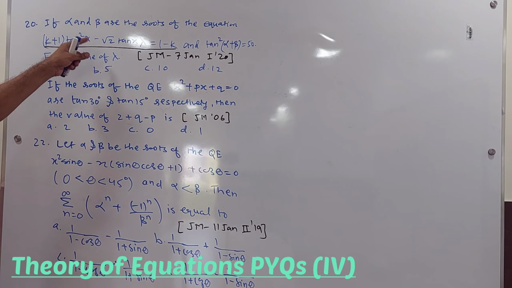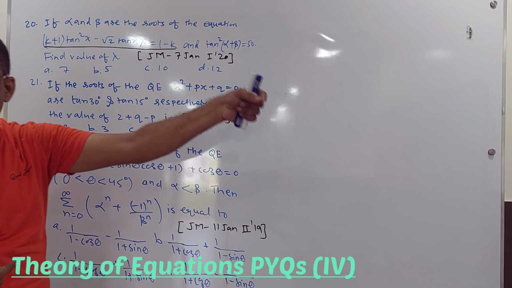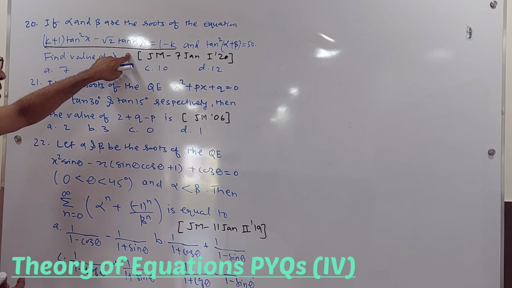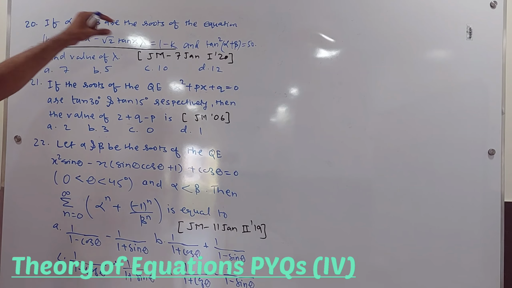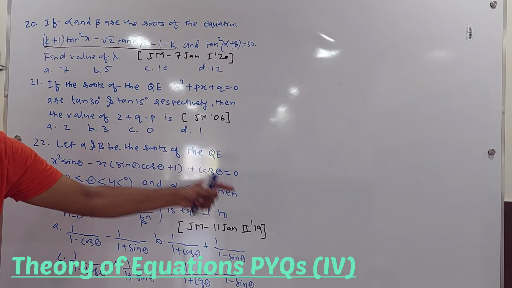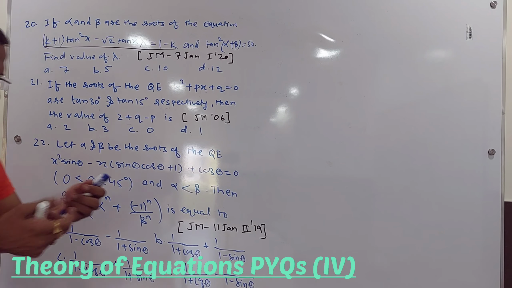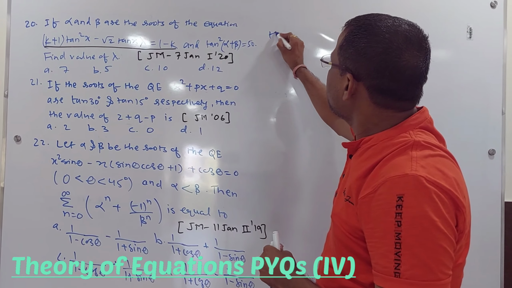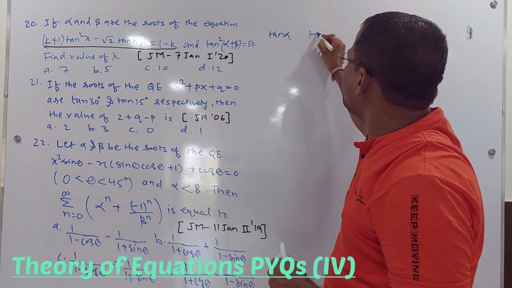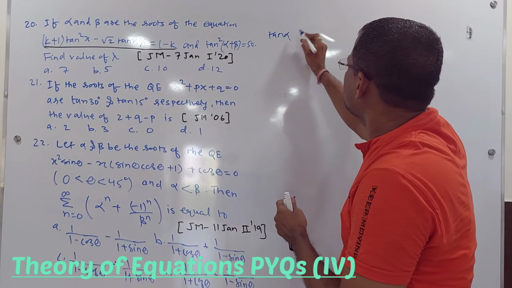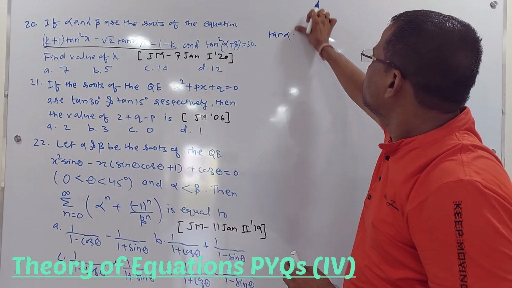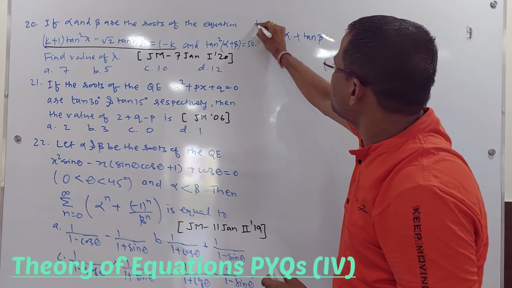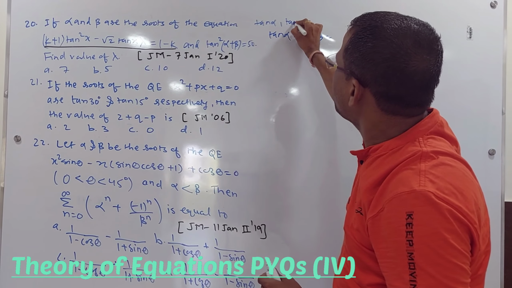So alpha and beta are the roots of x. Basically the x value can be replaced with alpha and beta, but my quadratic is in tan x, so the roots of this quadratic will be tan alpha and tan beta. That is a very, very important concept. So my roots are tan alpha and tan beta. Let me find the sum of the roots, tan alpha plus tan beta. I am writing here that tan alpha and tan beta are my roots.